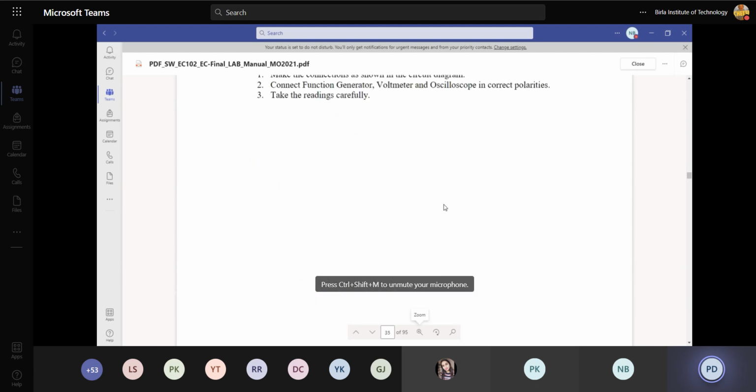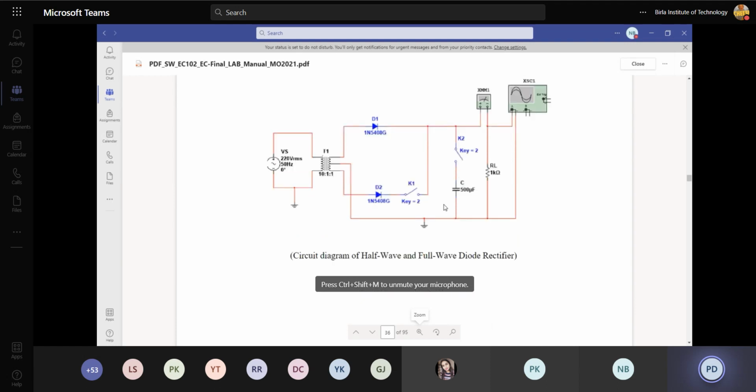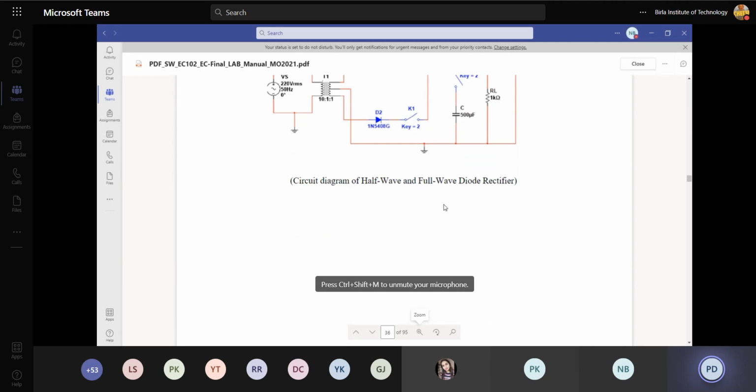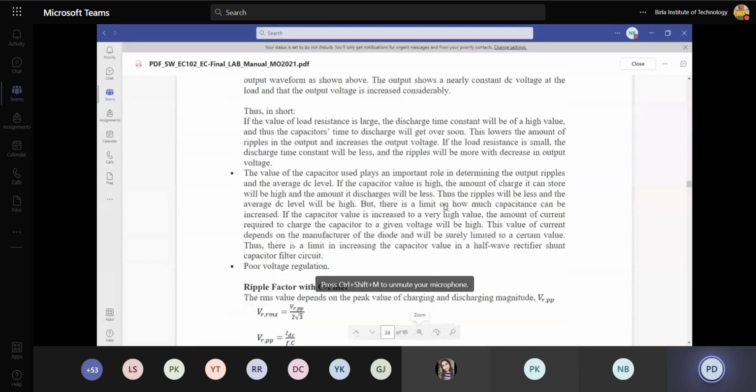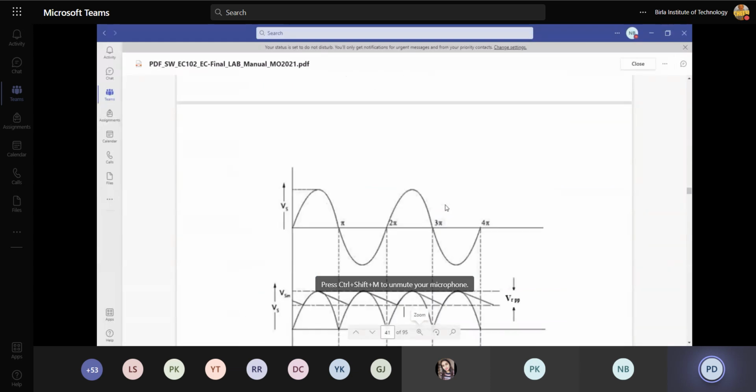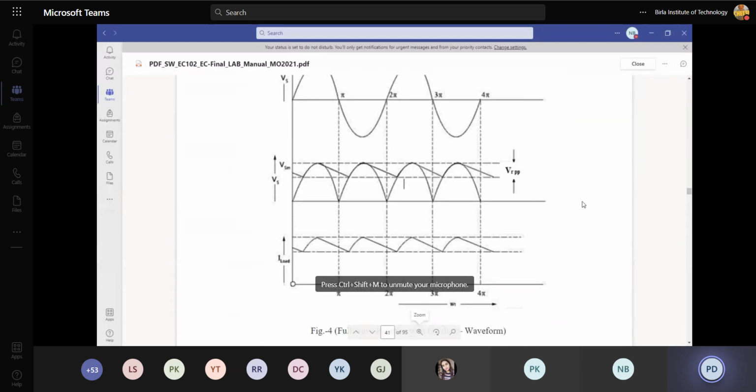In the full wave rectifier, the only difference is that the time period of the waveform becomes pi instead of 2 pi, because for each half cycle we get output: for the positive half cycle we get output, and for the negative half cycle we also get positive output. So this is the pulsating DC waveform in the full wave rectifier circuit. In the half wave rectifier, the output time period was 2 pi, but here the output period becomes pi.